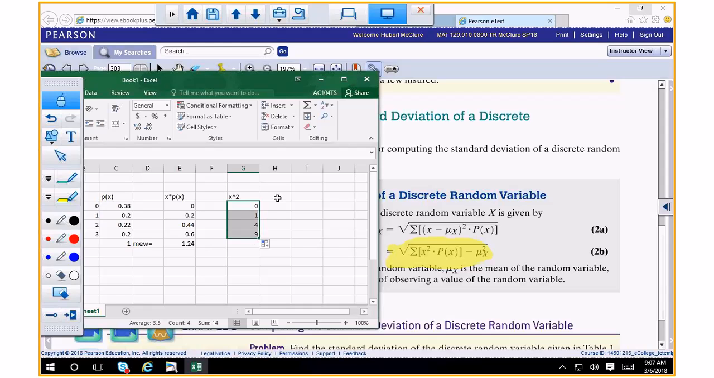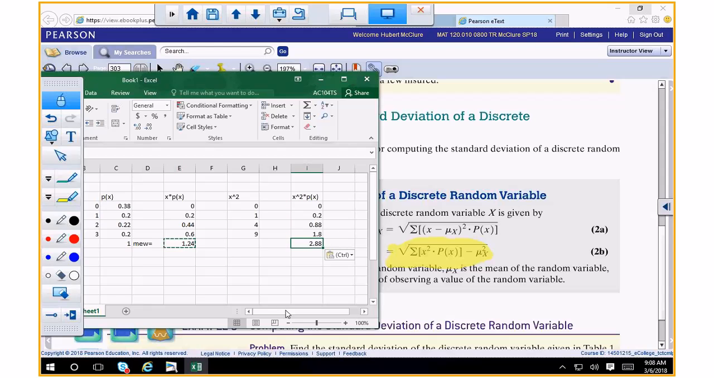And then I'm going to make a new column here. Well, I'm not going to make a new column. I'm going to make a column right here, and I'm going to call it X squared times what? P of X. X squared times P of X. And equals, and please pick the right columns. X squared times P of X. And then what am I going to do with that? Well, I'm going to add it up, just like I did before. Control C, Control V.